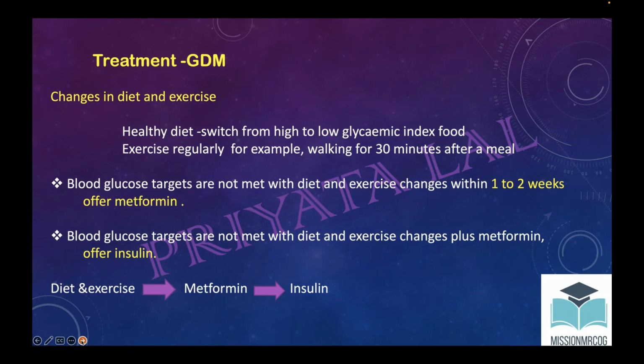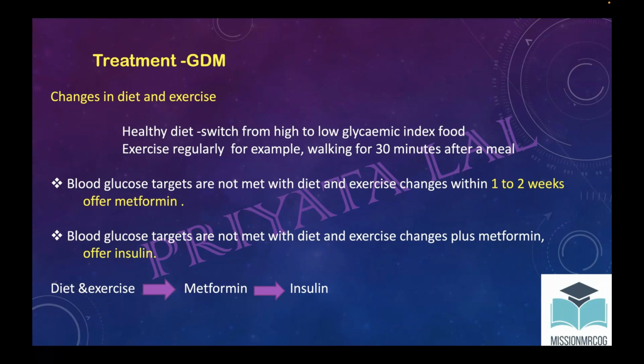Therefore, this way the treatment plan will go. First will be diet and exercise. That will be followed by a review of the woman in 1 to 2 weeks. Not controlled, offer metformin, review the patient again. If it is not controlled with all three of these measures, then the patient is to be offered insulin. So just remember these few small points, and answering the questions becomes very easy.